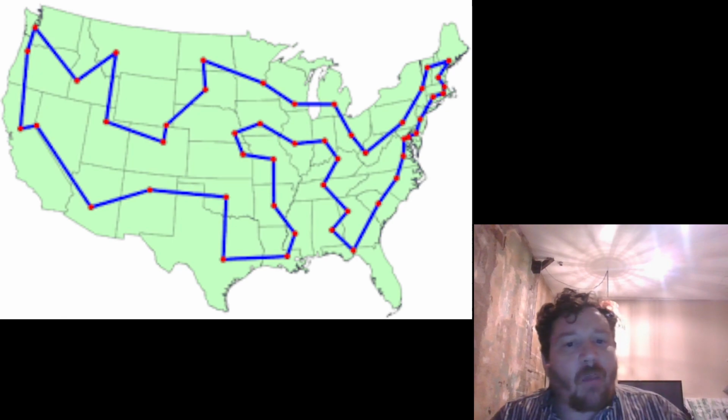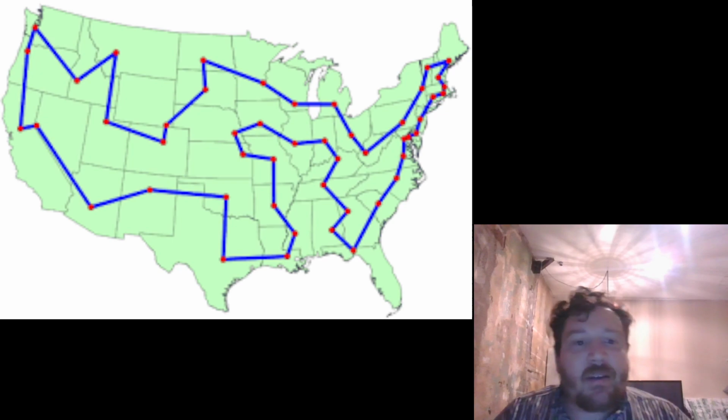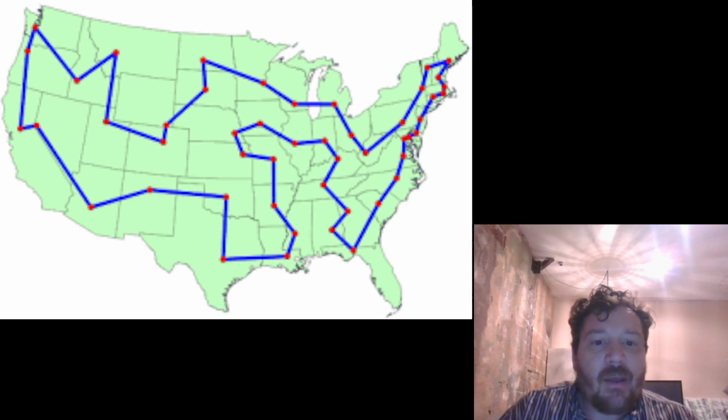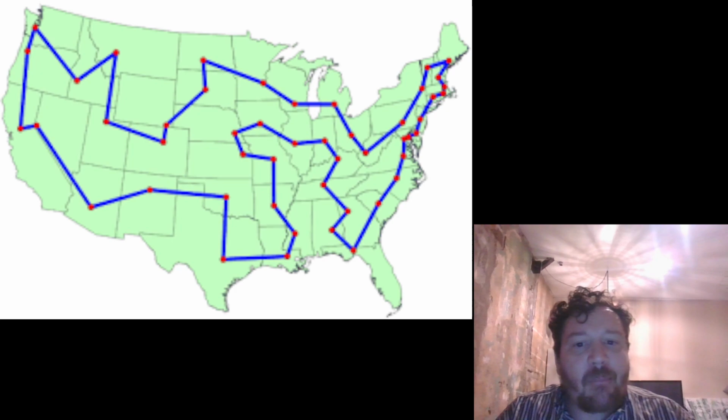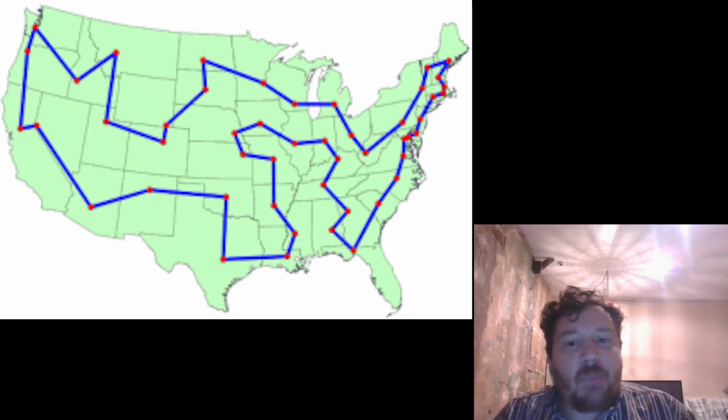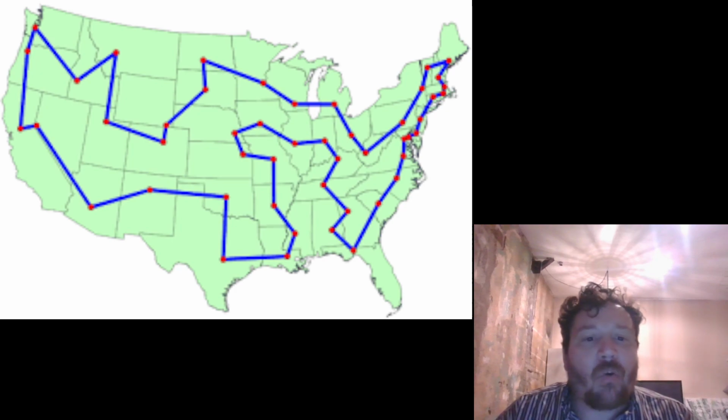Genetic algorithms are powerful tools that can help us solve complex problems in an efficient and creative way. They're also a fascinating example of how nature can inspire us to design better algorithms.